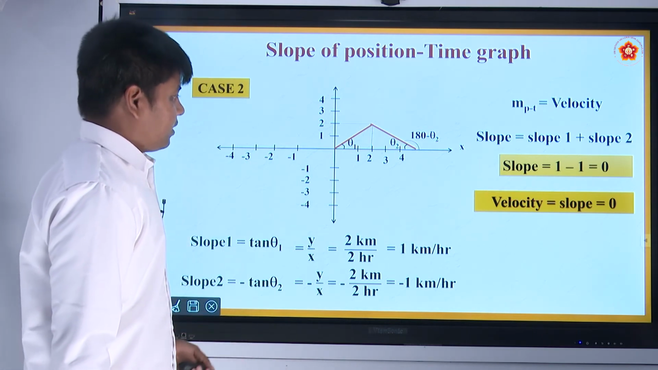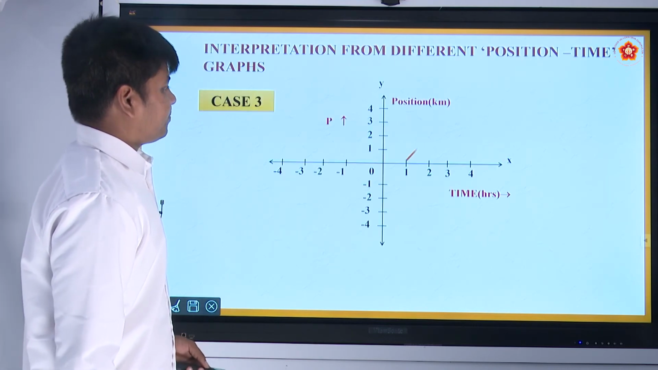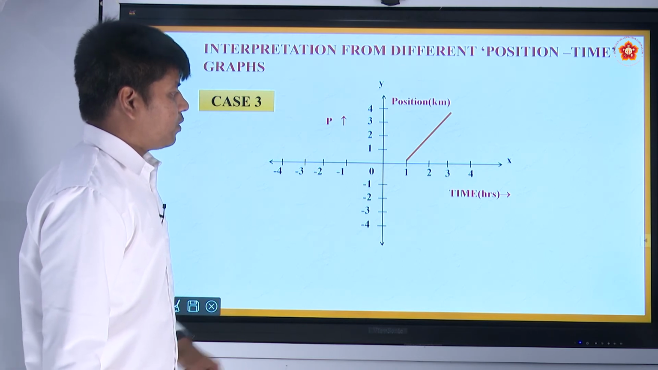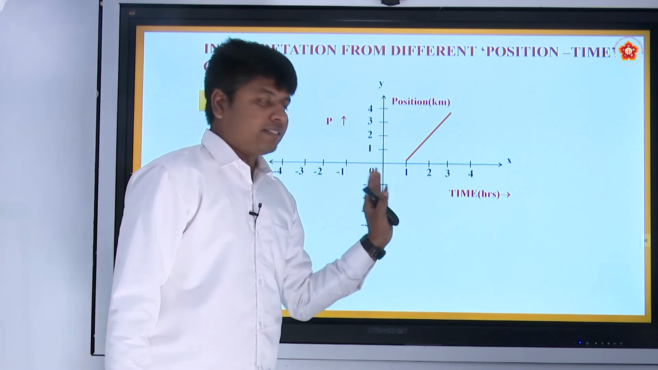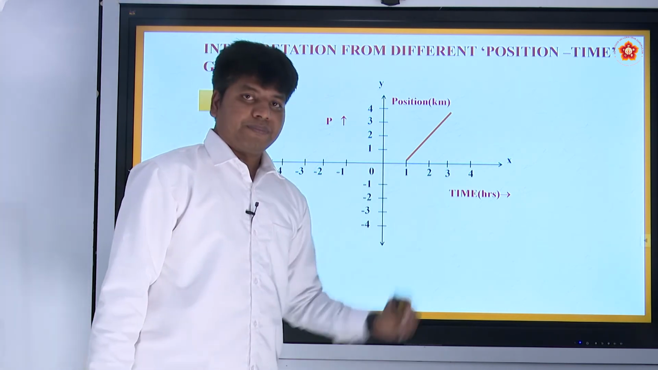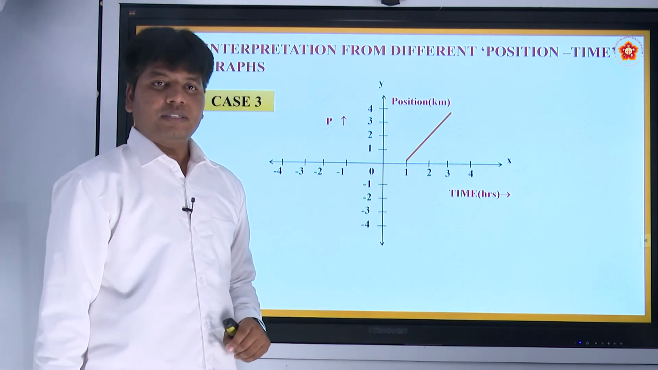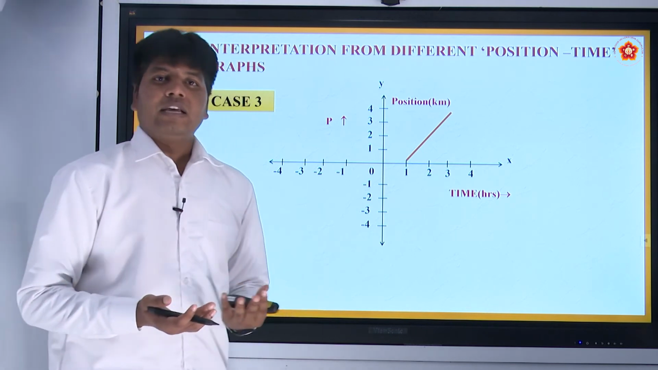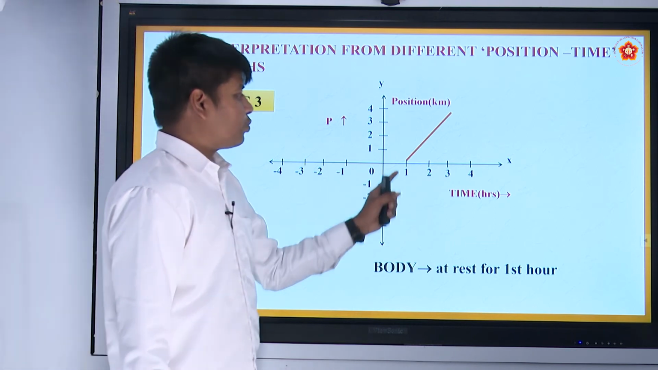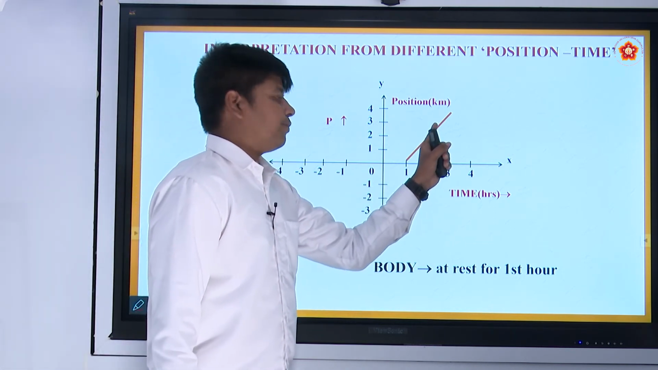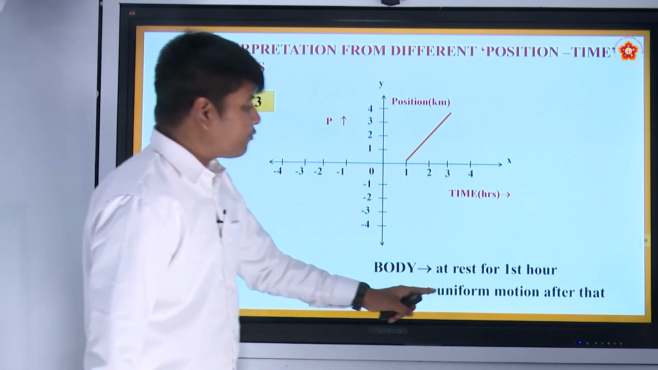Now let us go further and one more case. What happened here? You see, this is the time axis, these are the different points of time. So from 0 to 1 what is happening? Is there any graph? No. That means the body is not moving from 0 to 1. Right? Body is at rest for 0 to 1. It starts moving from 1 hour. After 1 hour, it starts moving, and it is in uniform motion after that.